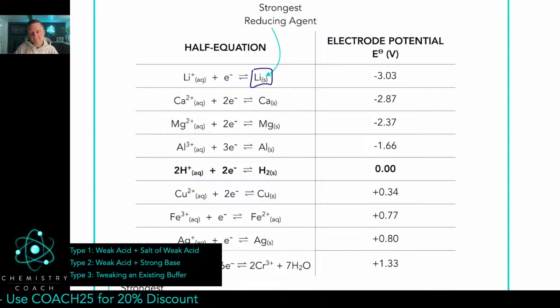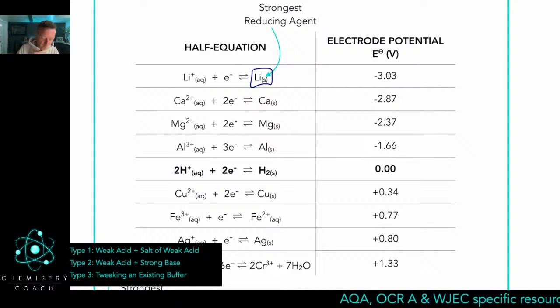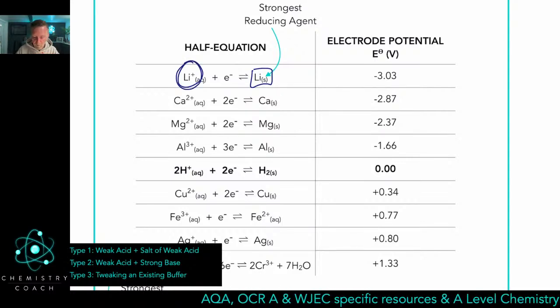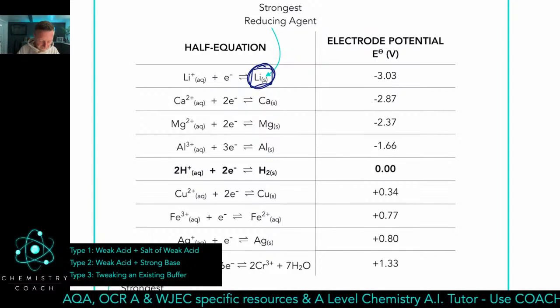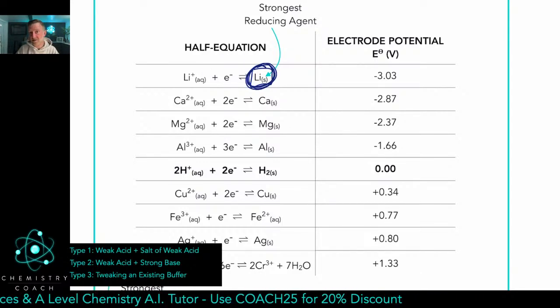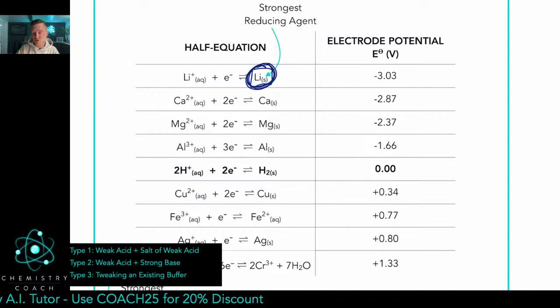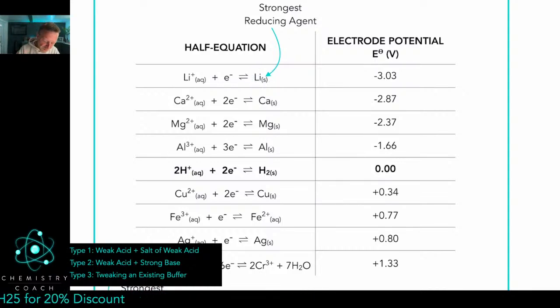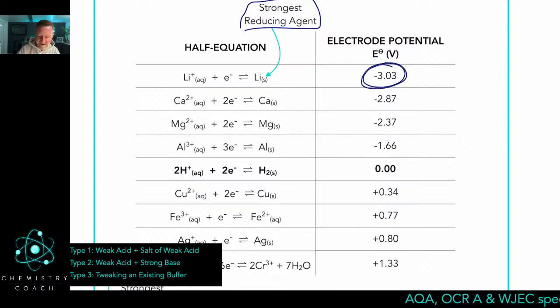So lithium here, because it's the most negative in terms of the electropotential, that's our strongest reducing agent. Not Li+, no. Lithium, because lithium gets oxidized to Li+. So lithium is the reducing agent. As I said before, metals are reducing agents. So your strongest reducing agent is always found with the most negative.